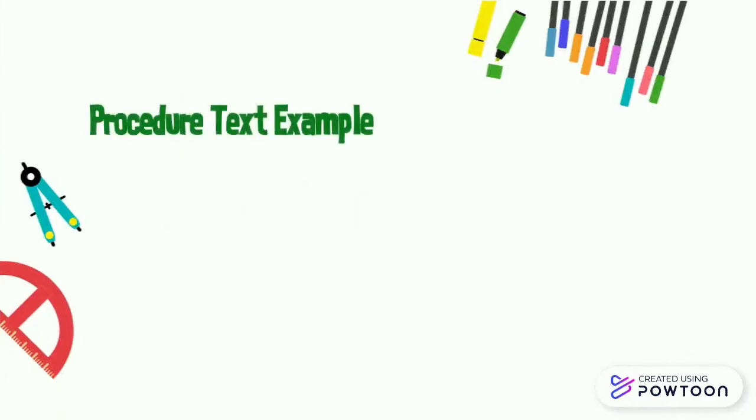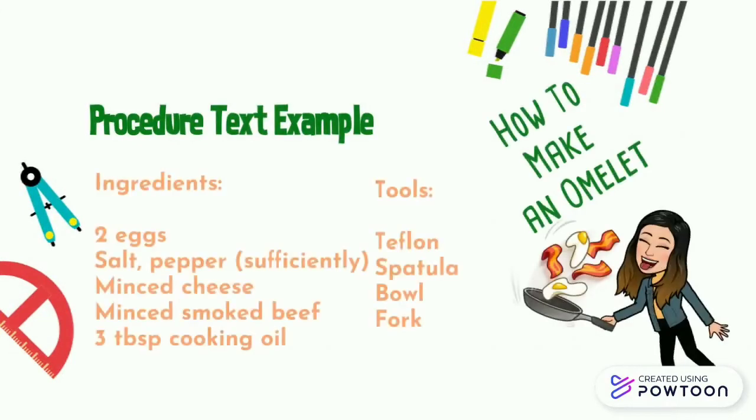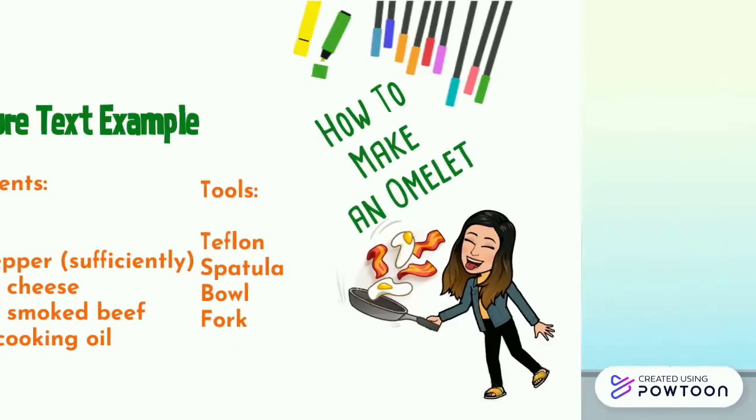So here is some procedure text example. First is how to make an omelette. We have eggs, salt, pepper, cheese, smoked beef, cooking oil, and tools we're going to use is Teflon, spatula, bowl, and fork. This is easy to find in your home. You can make it by the procedure text given.